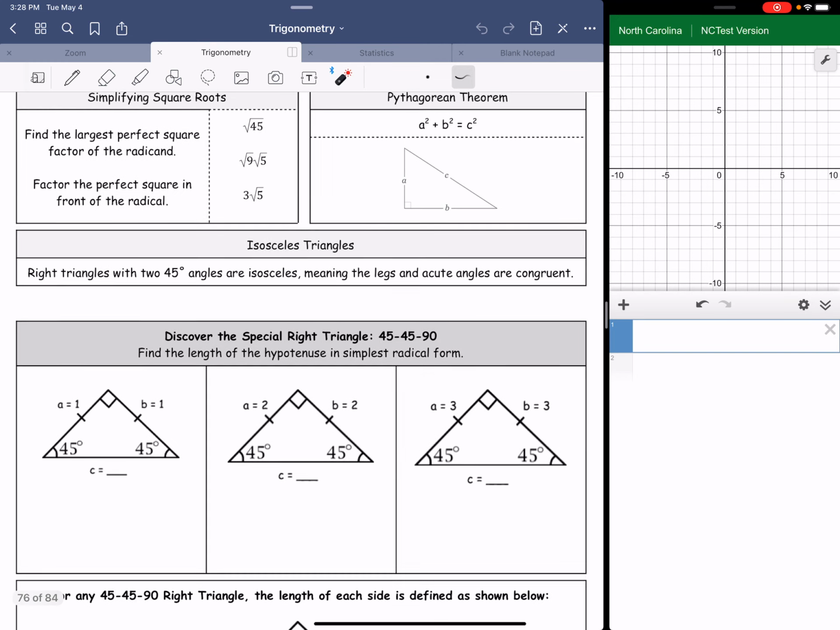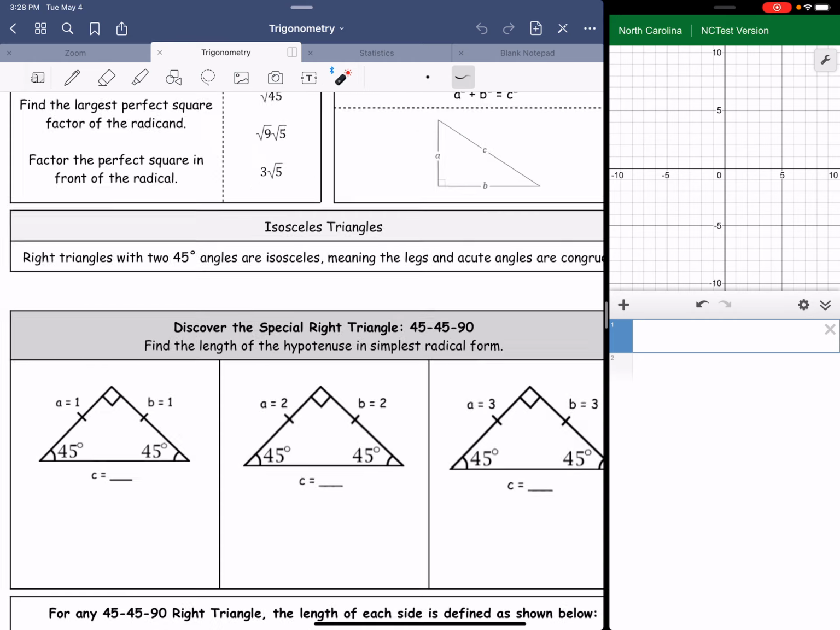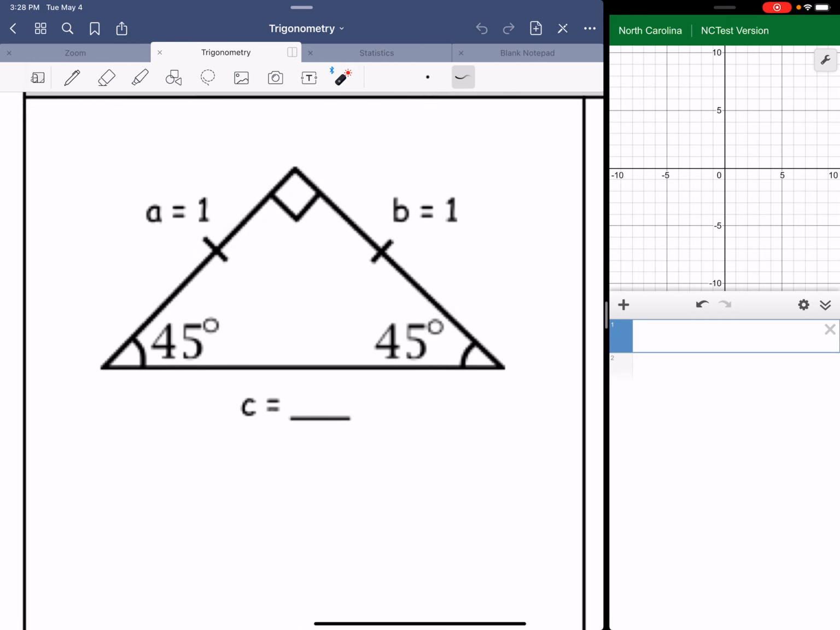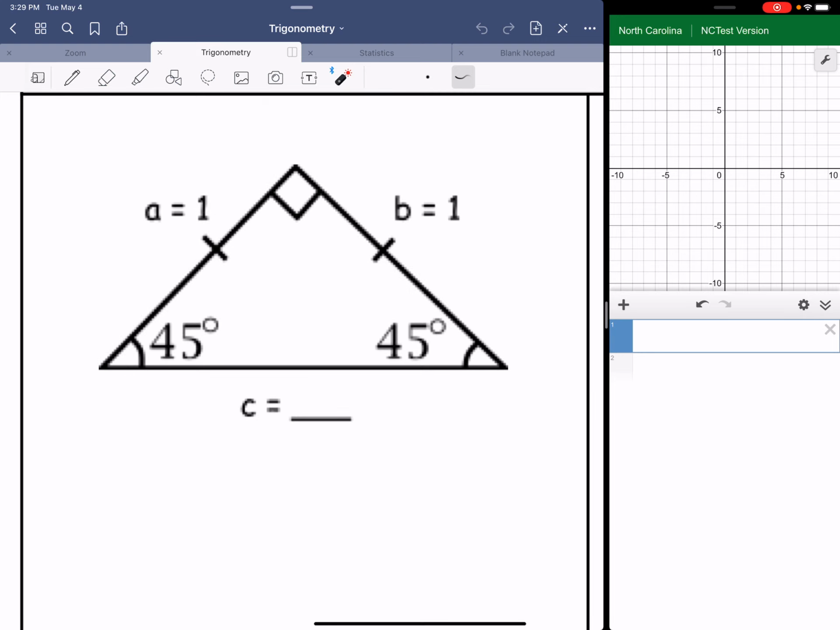All right, so we are going to actually discover the rule for 45, 45, 90 triangles and the ratio, or the special relationship, between all of their sides. So we're going to start with this 45, 45, 90 triangle here. If a is 1 and b is 1, so we're told that these legs are 1 and 1, what is the length of the hypotenuse?